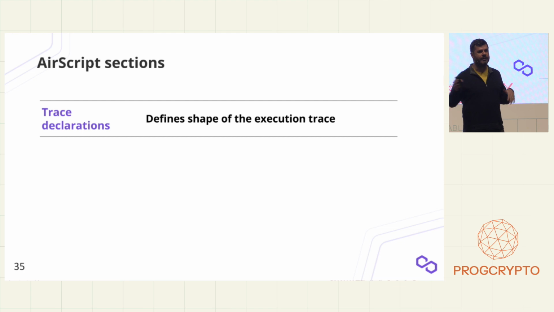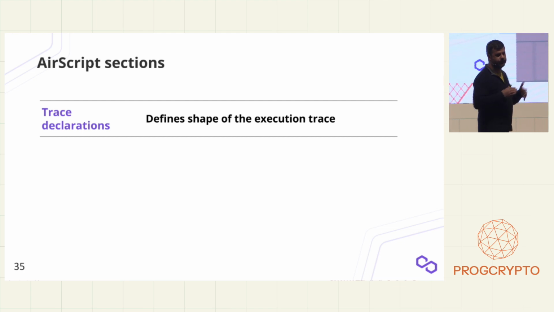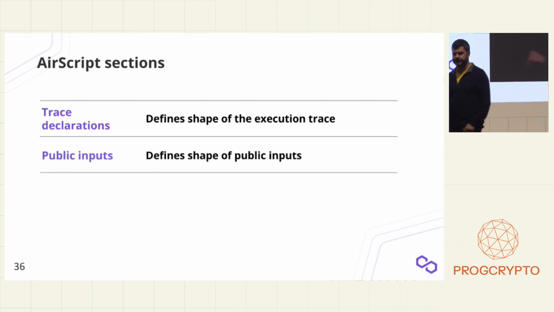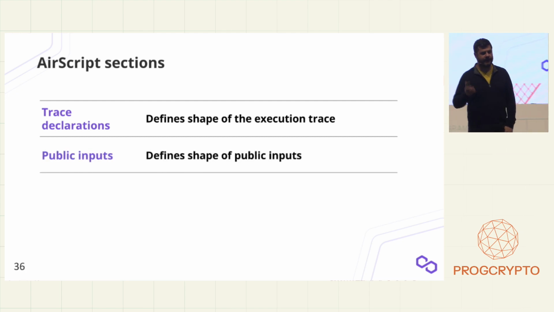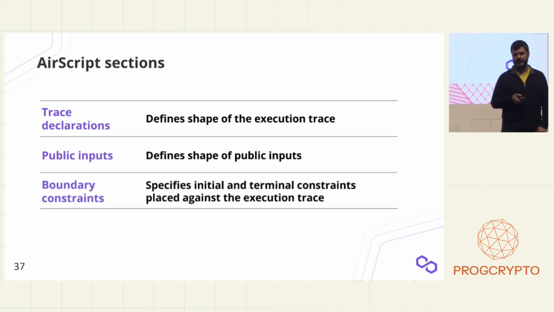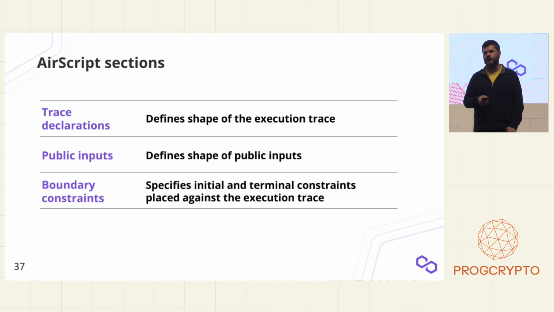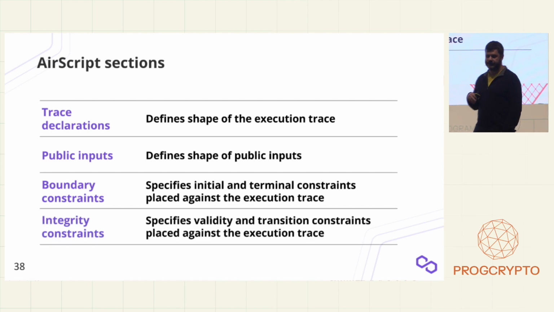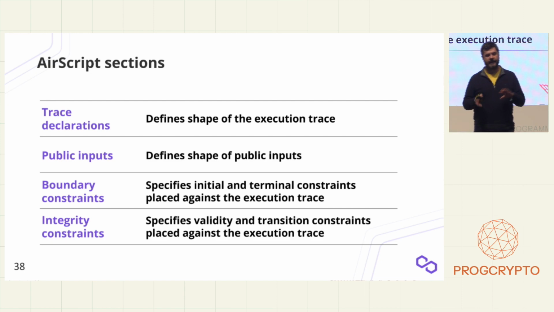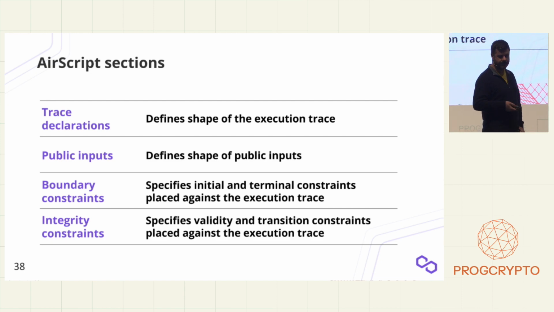You can think about it as a two-dimensional matrix with columns and rows. So the trace declaration defines the shape of the execution trace. Then you have a public inputs section that defines what public inputs you expect to provide to the circuit. There are boundary constraints that I mentioned before, and there are the integrity constraints, which is what we call a single thing for specifying both validity and transition constraints.